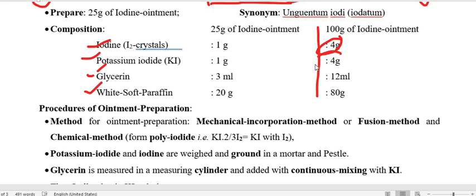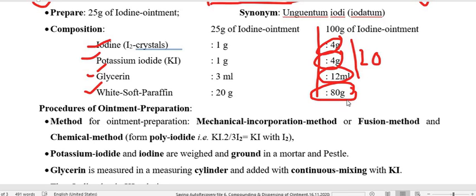Likewise, potassium iodide is also 4 gram, and the glycerin is 12 ml, and the remaining part is made by the base or vehicle. This is about 20 gram coming from the other components, so 80 gram is the white soft paraffin.